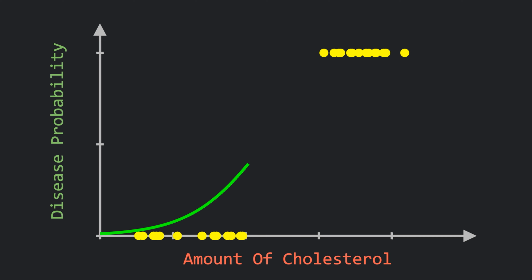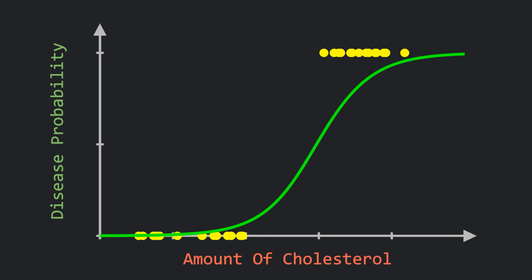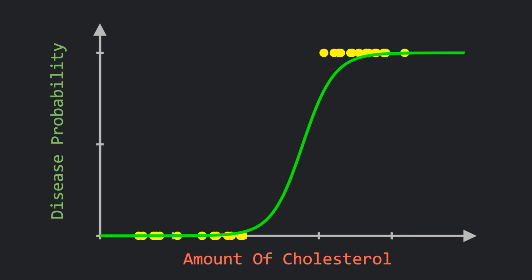We start by initializing some random parameters, those w's and b's. Then we calculate the cost function and iteratively update these parameters to minimize the loss. We keep tuning w's and b's step by step until the model learns the best fit for the data and the cost is as low as possible.